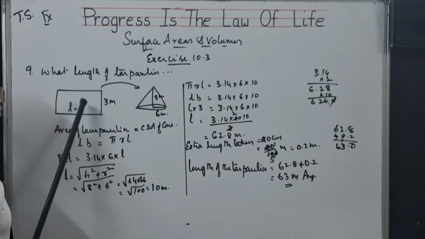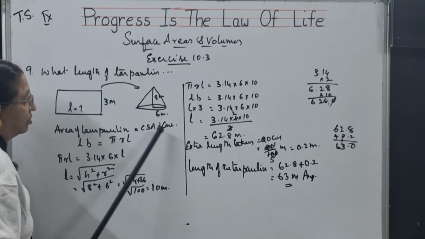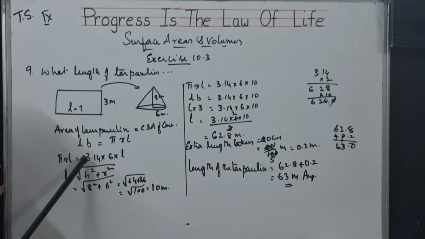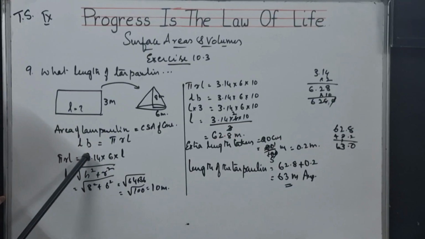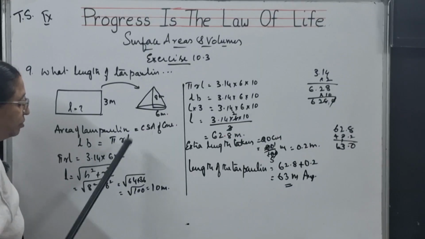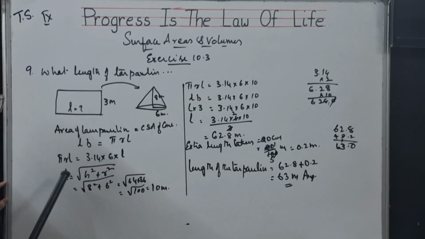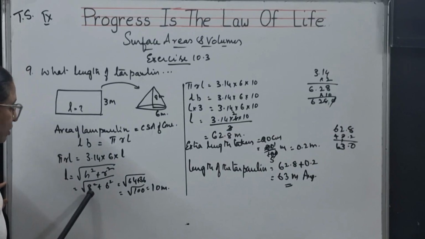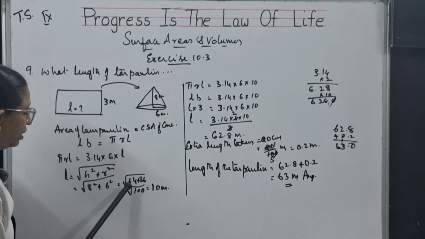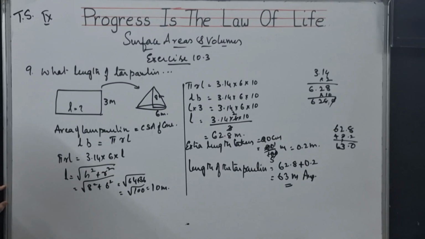So L into B, the area of this rectangle, is equal to pi RL, the CSA of the cone. Using the pi RL formula, they have asked to use pi as 3.14, so I have taken 3.14 into radius 6 into slant height. But we didn't get the slant height, so we need to find it out. What is the formula for L? Root of h square plus r square. So h is 8: root of 8 square plus 6 square, 64 plus 36, that is root of 100. That means L is 10 meters.